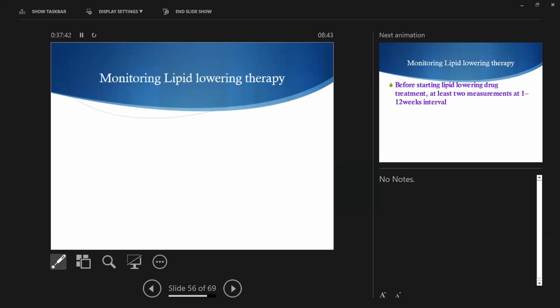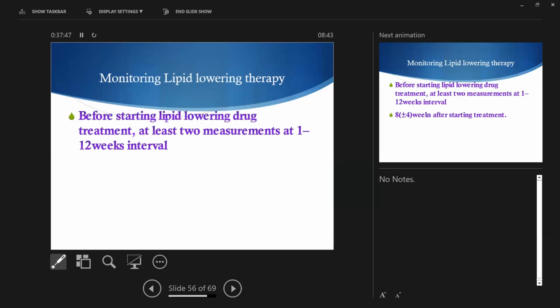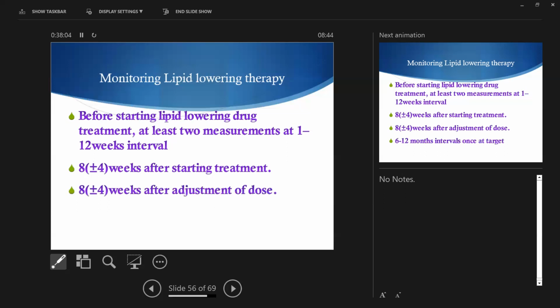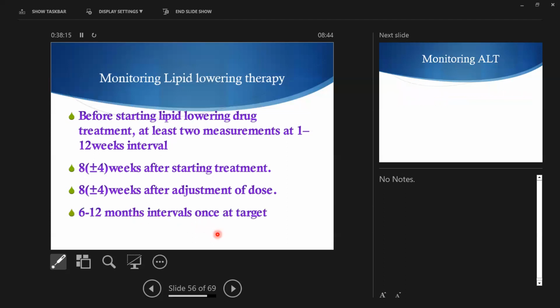And how to monitor lipid lowering therapy? You have to monitor by checking the lipid profile. How often do you check? Before starting a lipid lowering agent, you check a fasting lipid profile at least twice at 1 to 12 weeks interval, depending on the initial level. Then after starting treatment, at 8 to 12 weeks, you recheck it. If it is at goal, then you can monitor long term. If a dose adjustment is required, again recheck after 8 to 12 weeks. Once the LDL is at target, you need to check only once in 6 to 12 months. That's the recommendation.